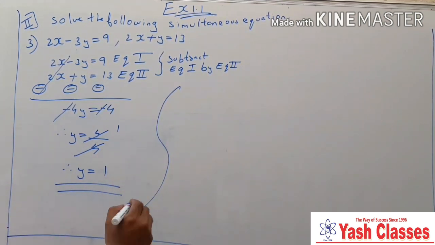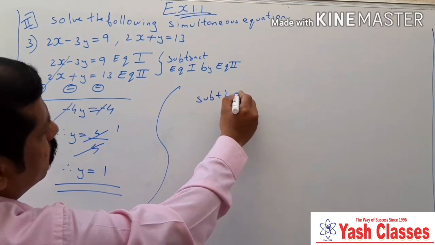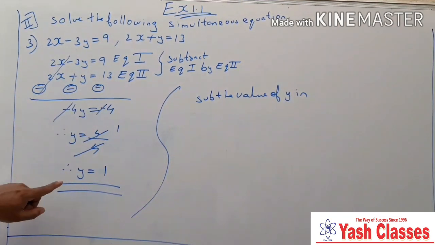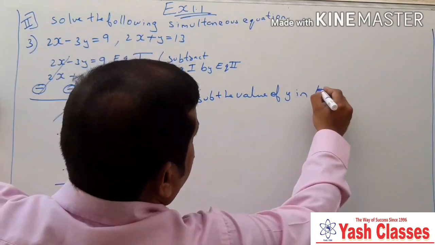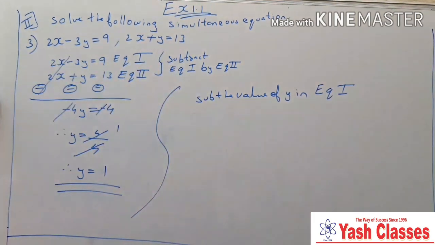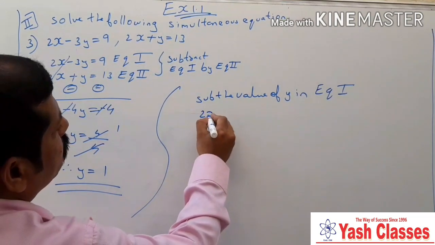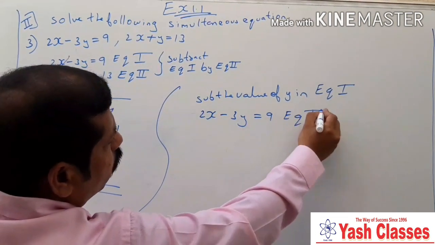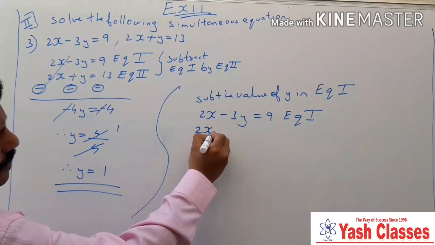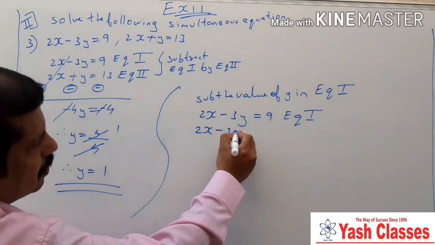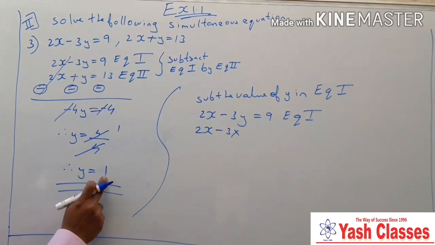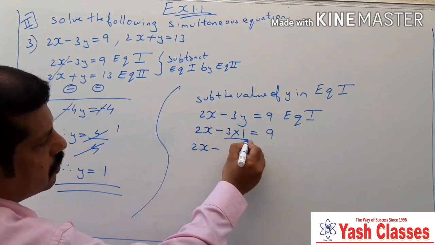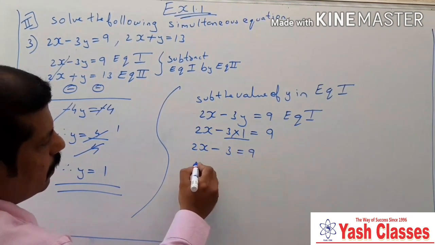Now substitute the value of y. Substitute the value of y in equation 1 or 2, whatever you want, you can take it, which is easy for you. 2x minus 3y is equal to 9, equation number 1. 2x, we don't know the x. Y, we know the 1. Y is came here 1. 2x minus 3 ones are 3 is equal to 9.